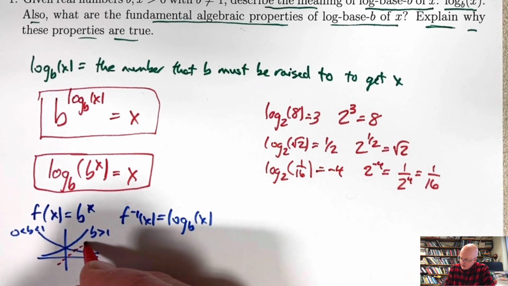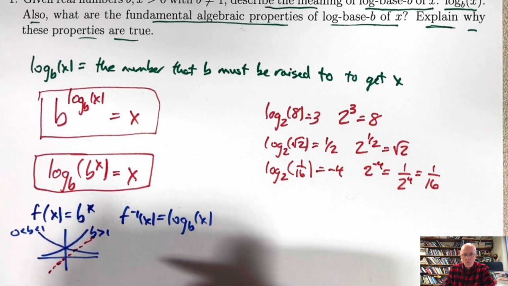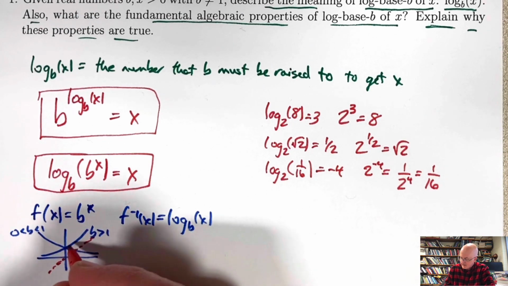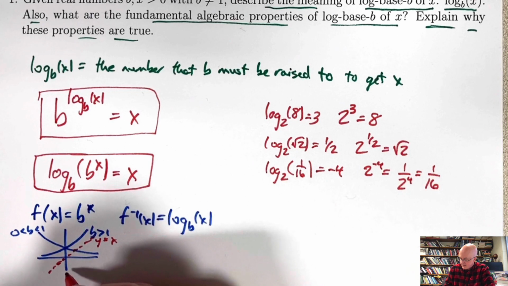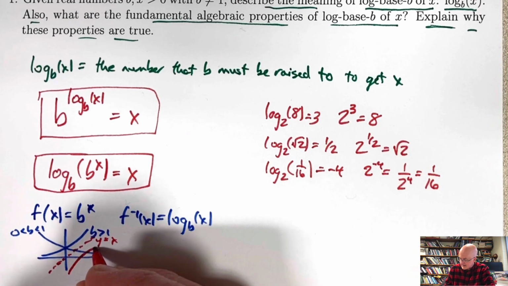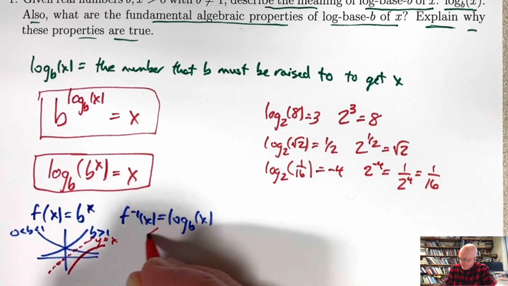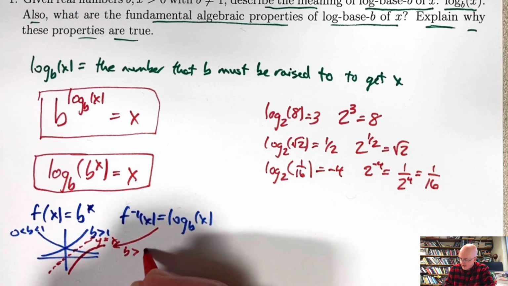If we use the reflection property of inverse functions, when b is bigger than 1, I have to reflect this graph across this red line. This is y equals x here. And I would get a graph about like this. That's going to be f inverse when b is bigger than 1.